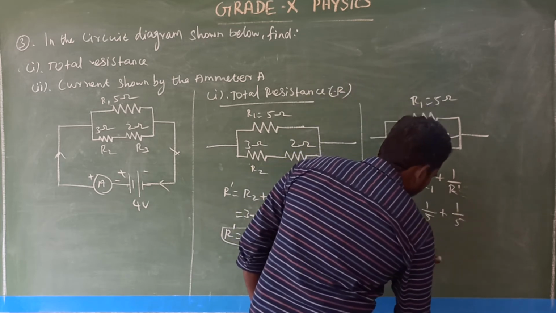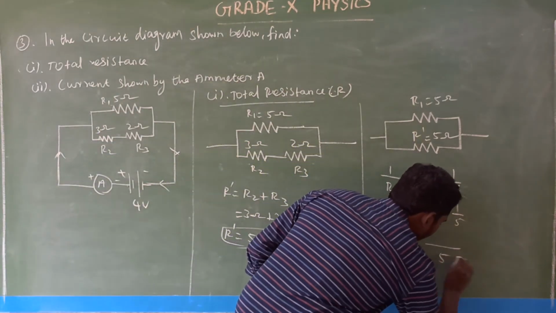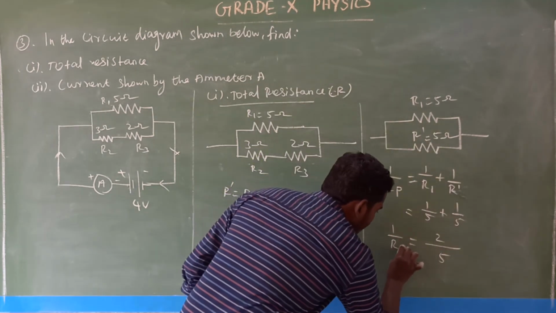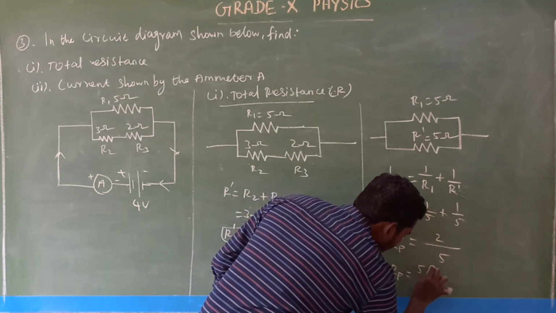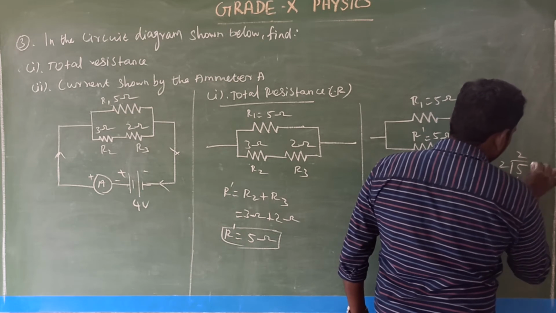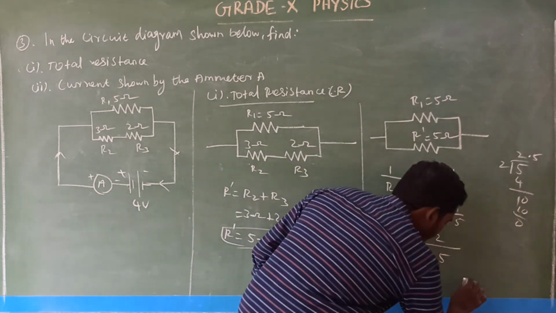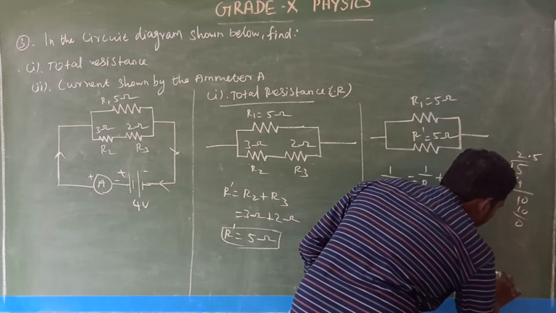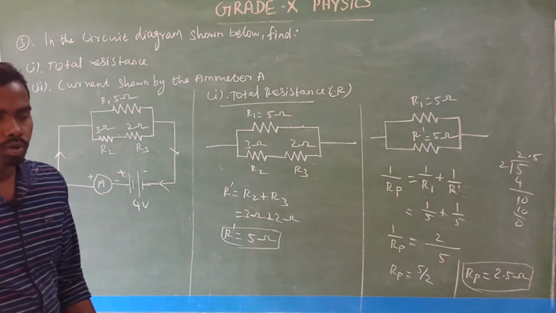So 1 by Rp is equal to 1 by 5 plus 1 by 5. The denominators are the same, so take 5 as common and add the numerators: 1 plus 1 equals 2. So 1 by Rp is equal to 2 by 5, and Rp is equal to 5 by 2. 5 divided by 2 is 2.5. So the total resistance Rp is equal to 2.5 ohm, a very easy one.